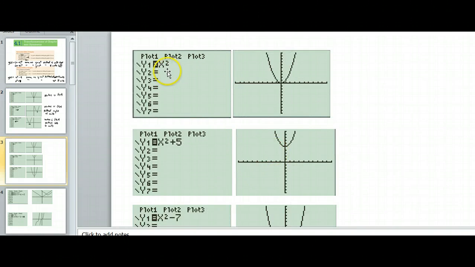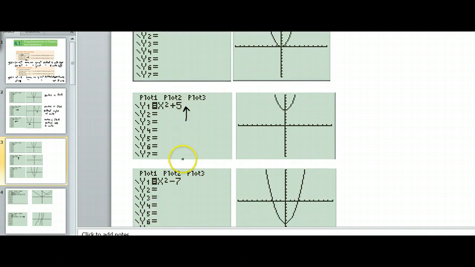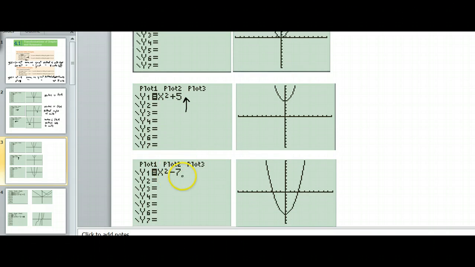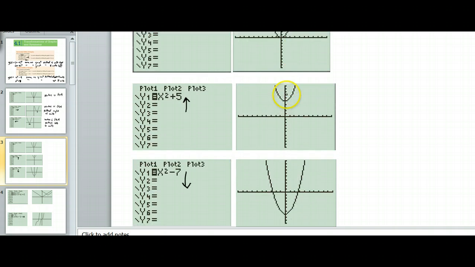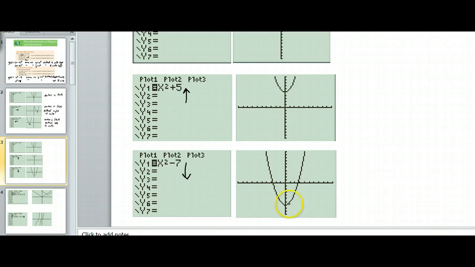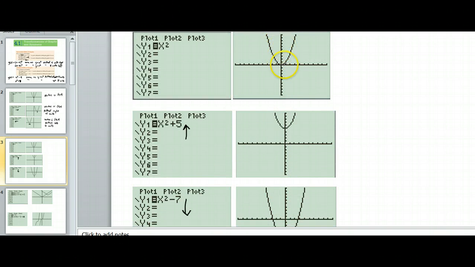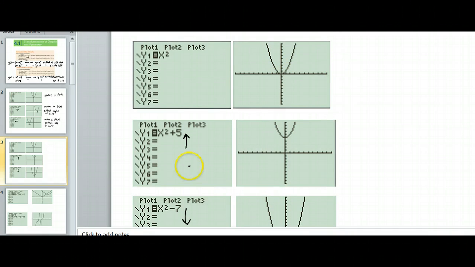Alright, and then likewise, this is that same graph. We added 5, so that made it go up 5 units. Okay, and then here we subtracted 7, so the subtraction made it go down 7 units. But again, it's just that same parabola. It looks different here because we're seeing more of it on this one and less of it here, but it actually is just that same parabola. That vertex is just being shifted around.